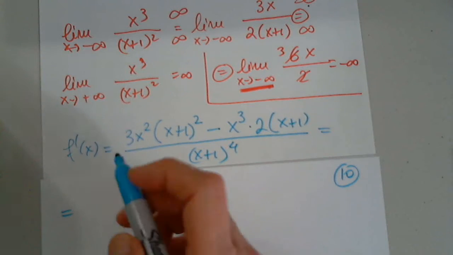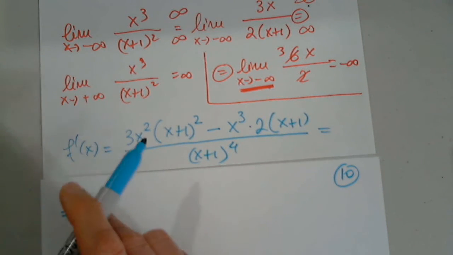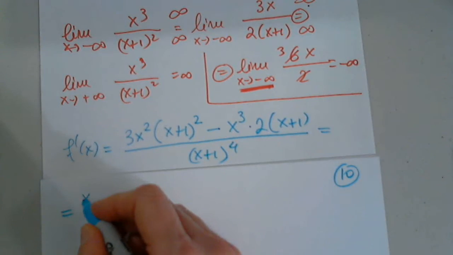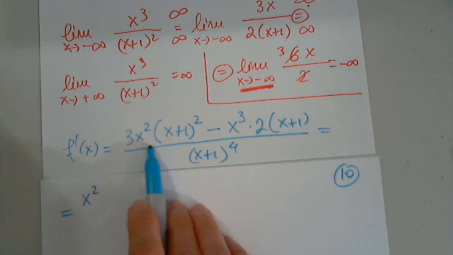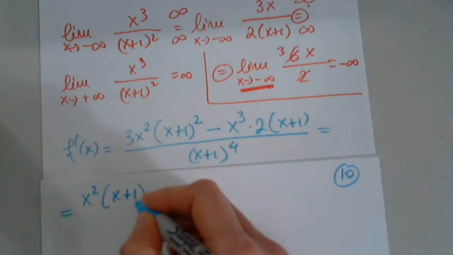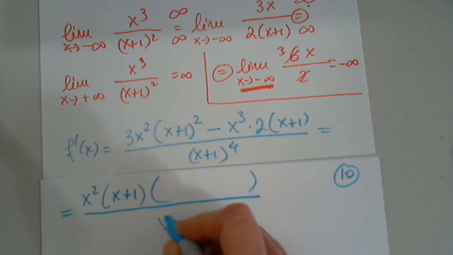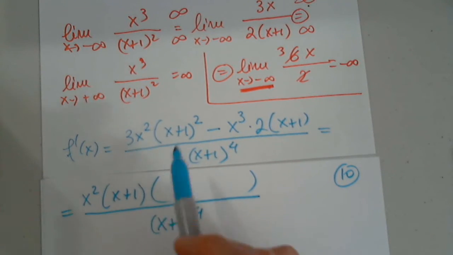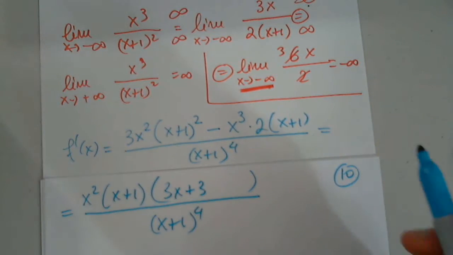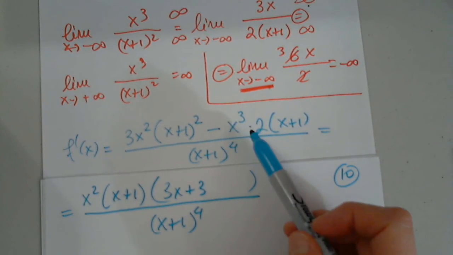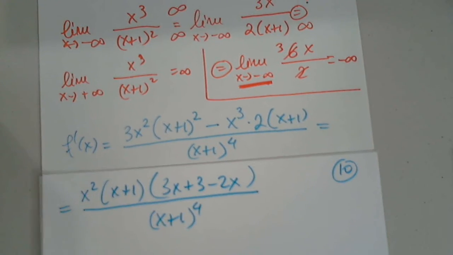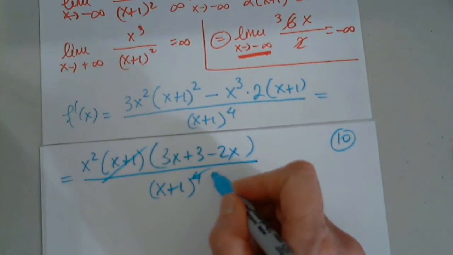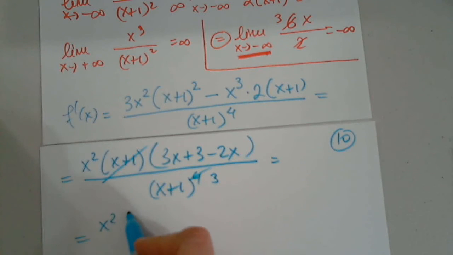Okay, of course I'll factor out x plus 1, and even an x squared. So x squared times x plus 1, and let's see what is left. x squared is out, one of these is out, so 3x plus 3. x plus 1 is out, x squared is out, so minus 2x. 1 is out, so we have x squared, and this is x plus 3 divided by x plus 1 cubed.